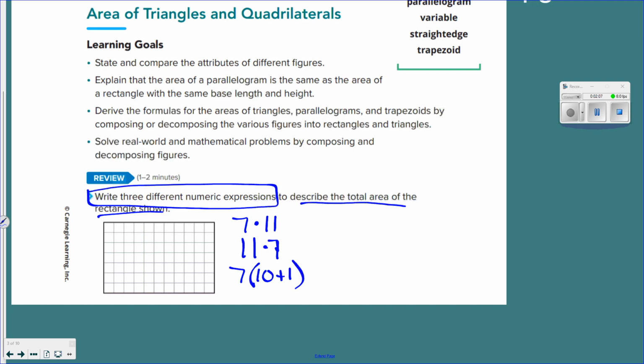We can break 11 into pieces. Remember we did that a few weeks ago where we broke them into pieces that were easier to multiply. Everybody remember that? Yep. I can also write 77, since that represents 77 times 1. Make sense? Good. Let's turn the page.